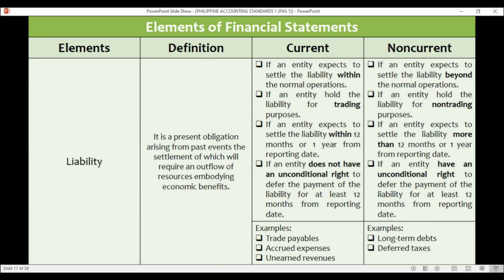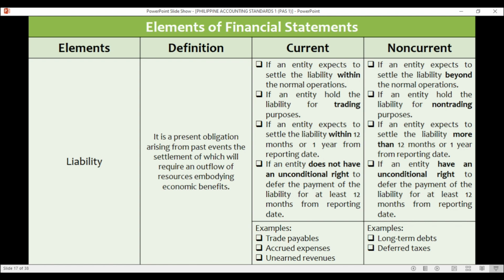Liability. For liabilities, a liability is defined as a present obligation arising from past events, the settlement of which will require an outflow of resources embodying economic benefits. So therefore, it is the separate reflection of the asset. Under PAS 1, it is considered current if an entity expects to settle the liability within normal operations. Unless it is beyond, then it should be considered non-current.